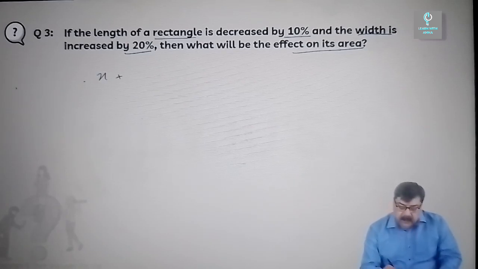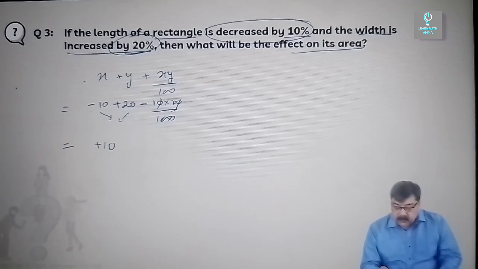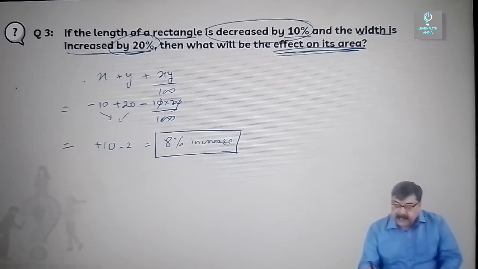So once again employing the formula x plus y plus xy by 100, decreased by 10%, so minus 10. Width is increased by 20%, so plus 20, minus 10 into 20 by 100, zeros cancel here. So minus 10 plus 20 is plus 10, and this is minus, only 2 remains here, right? So minus 2. So there is going to be an 8% increase in the area. That will be the effect.